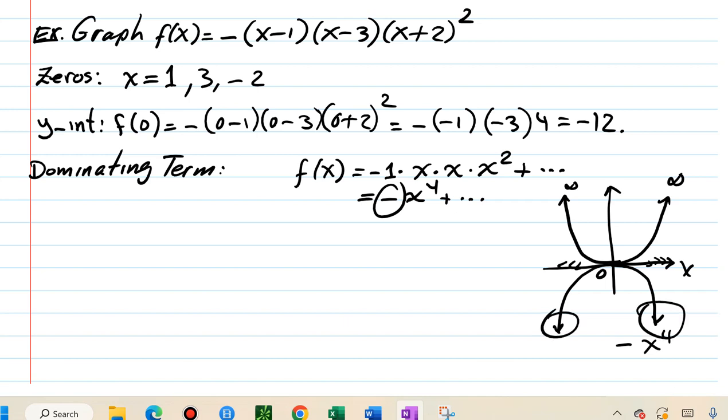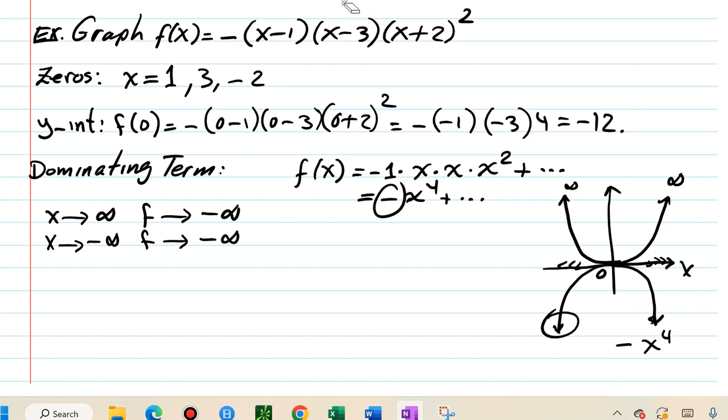So here we're looking at now the extreme behavior of this function. So I'm going to write it. As x approaches infinity, the function approaches negative infinity. As x approaches negative infinity, the function still approaches negative infinity. So it's going to be pointing downward for large values of x. Okay, so there is our extreme behavior. Again, the leading coefficient was negative and the degree was 4th degree.